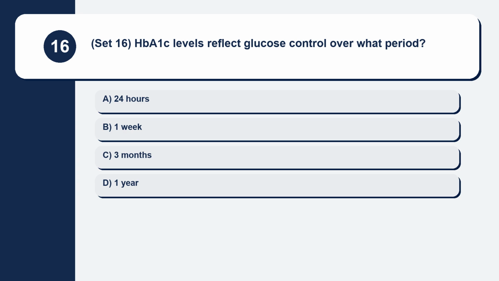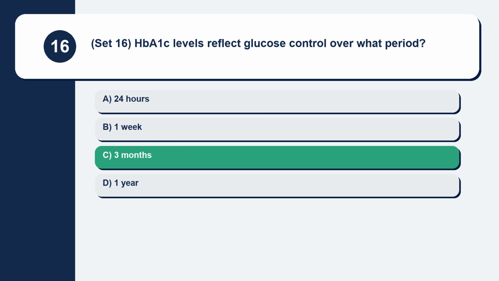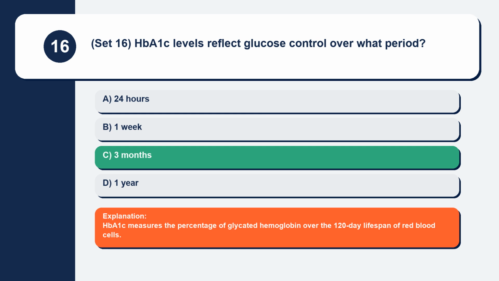Question 16. Set 16. HbA1c levels reflect glucose control over what period? 24 hours, 1 week, 3 months, 1 year. HbA1c measures the percentage of glycated hemoglobin over the 120-day lifespan of red blood cells.